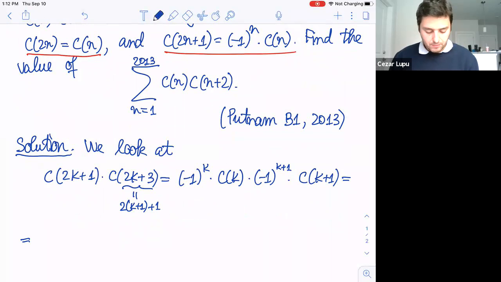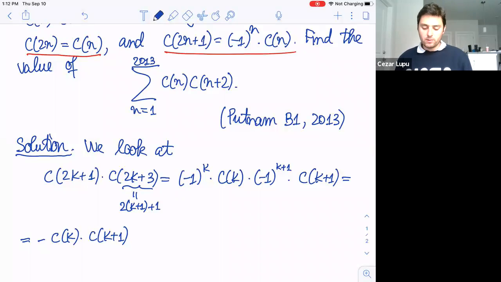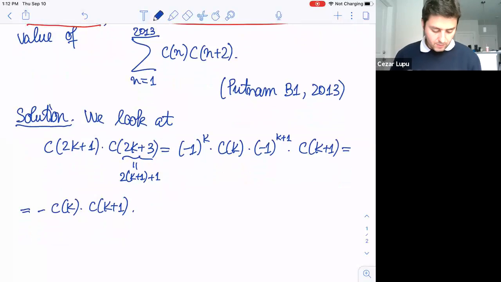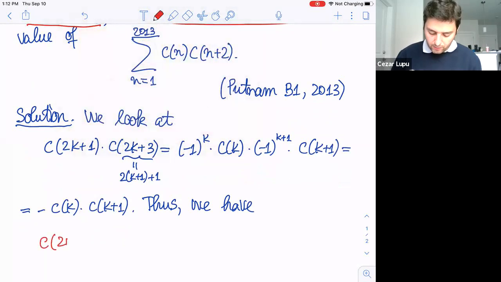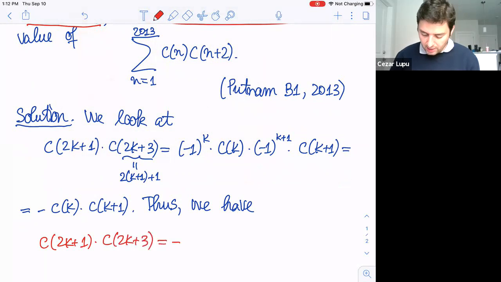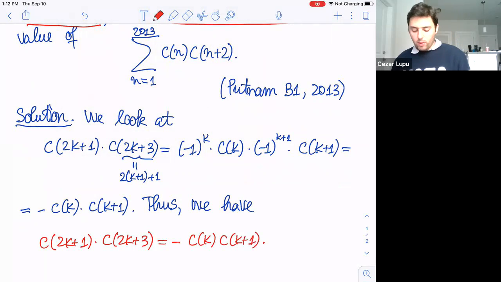This will give us (-1) to the 2k plus 1, which is negative 1, so it will be negative C of k times C of k plus 1. Wow. So let's write it again so that we can see it. I'm going to write it in red: C of 2k plus 1 times C of 2k plus 3 is nothing else than just negative C of k times C of k plus 1. Well, so we have this.